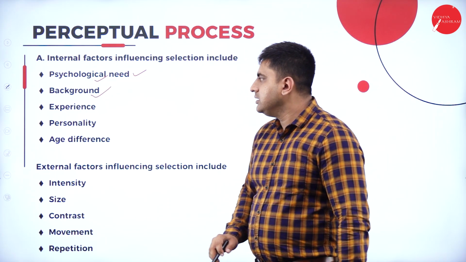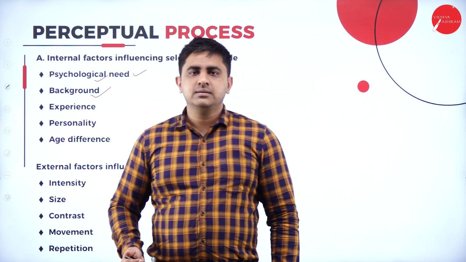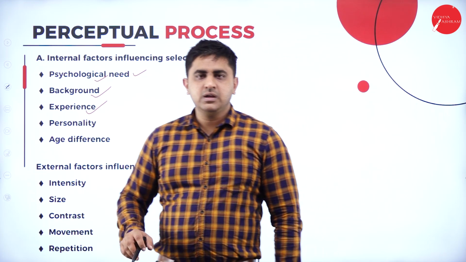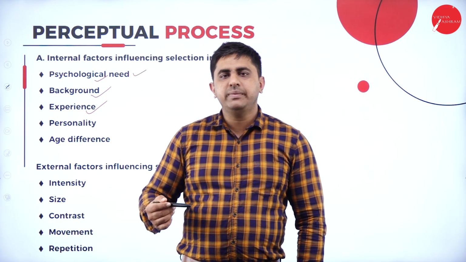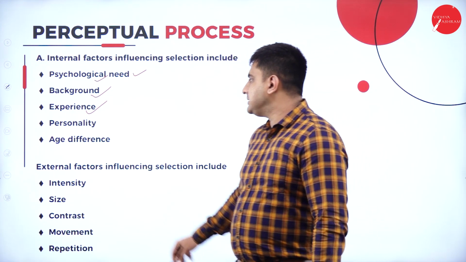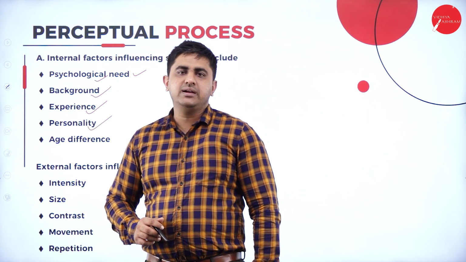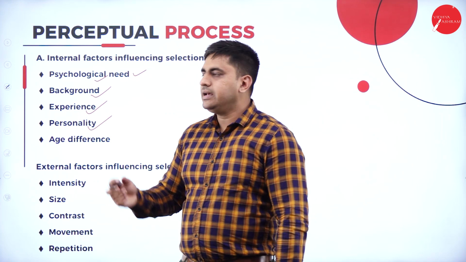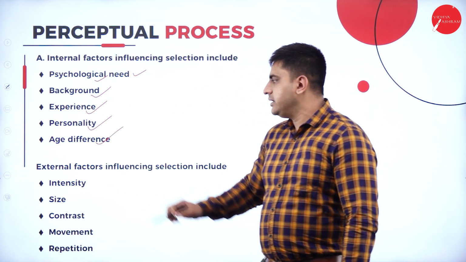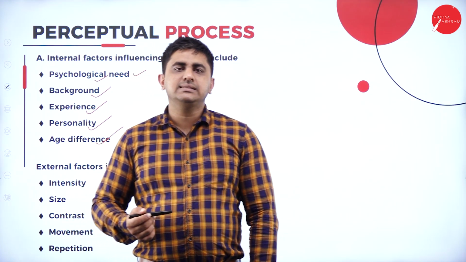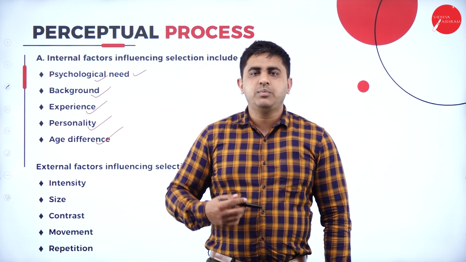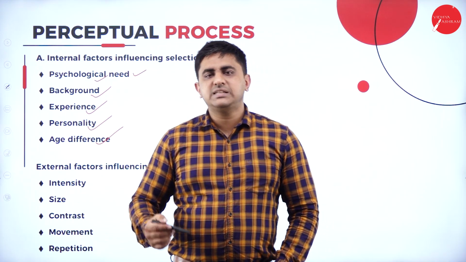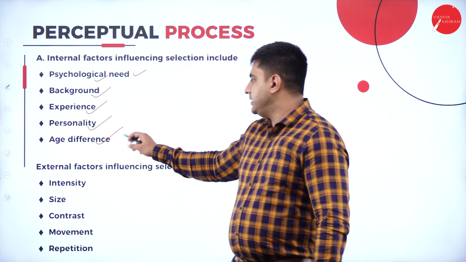Next we go for background. Your family background, or the background in which you are, affects the way you perceive things. Then experience: your experiences in life, what you have learned till date, also play a major role in perception. Then personality: each one's personality is unique, and each one's perception will obviously be unique in selecting the stimuli. Then age difference. Young people get attracted to bikes and cars and perceive them in a positive way. Old people are least interested in bikes and cars, so they perceive them in a negative way. That is age difference.